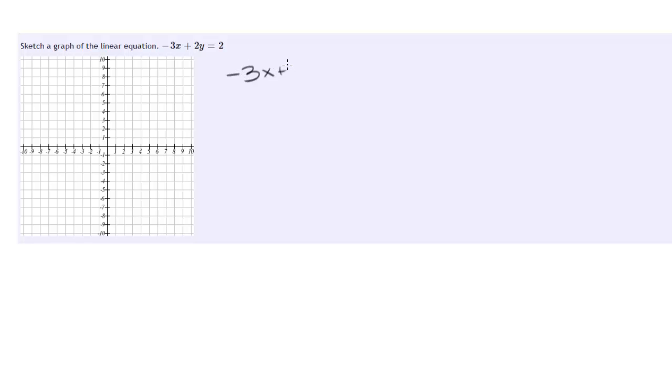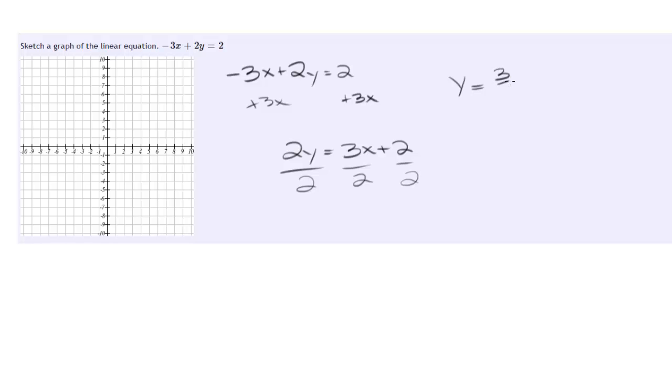The first step when we're going to use slope-intercept form is to solve this equation for y. So first thing I'm going to do is add 3x to both sides of the equation, giving me 2y equals 3x plus 2. And then I'm going to divide everything by 2 to get this y isolated. And that would give me this equation of y equals 3/2 x plus 1.